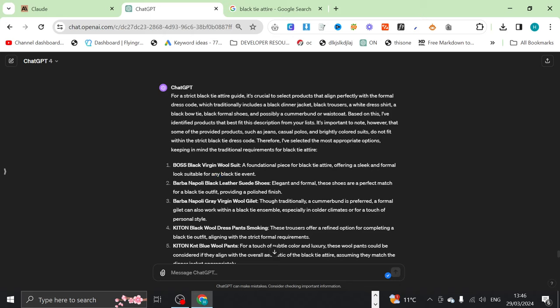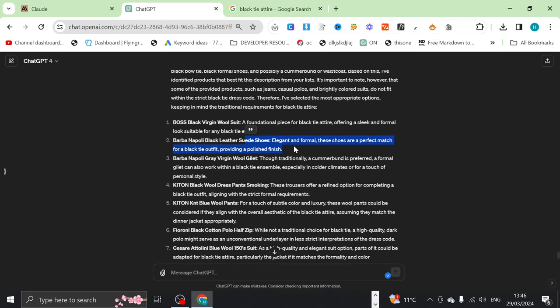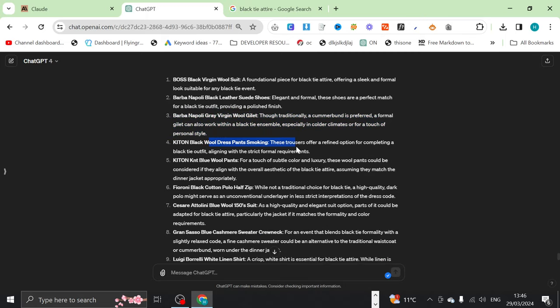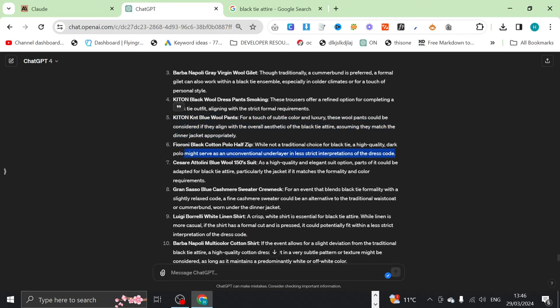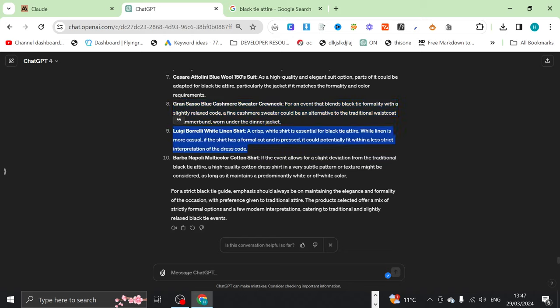So this is a normal suit. You would not wear suede shoes. They're probably sneakers as well, because Barber Napoli only sells sneakers. You would not wear a gilet. These are smoking, so you could wear these. You could probably wear blue pants, because nobody would notice that they're not specifically smoking pants. This is a sweater, you could not wear this. You could not wear this. You could not wear this. Maybe a white linen shirt is okay, it depends if it's short sleeve or not. And you can't wear this.